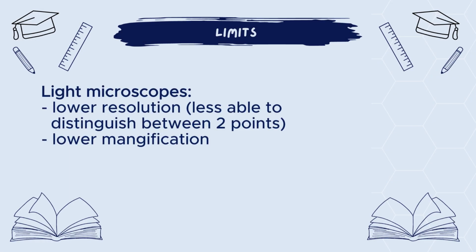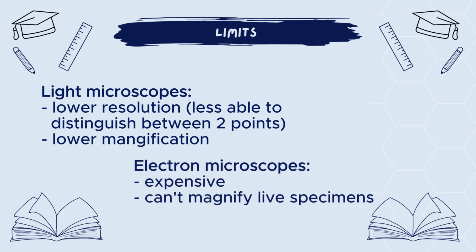Now, these are just a few examples of the limits of both types of microscopes. So for light microscopes, they have a lower resolution and they have a lower magnification. For electron microscopes, they are a lot more expensive and they can't magnify live specimens.